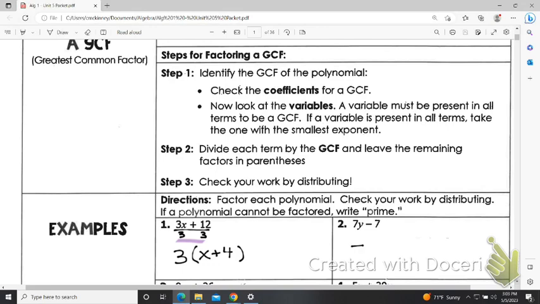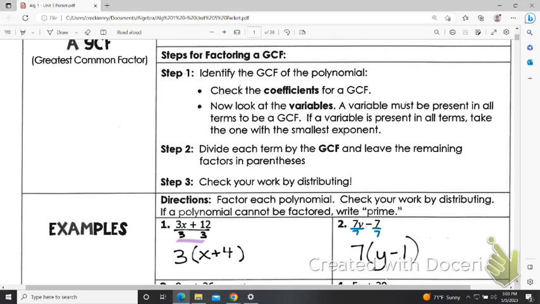All right, did you try it? Hopefully so. They, of course, have a 7 in common. Notice what happens. You cannot just put a 7 and then put y. So 7 divided by 7 is not 0, it's 1. So we need that 1 there.